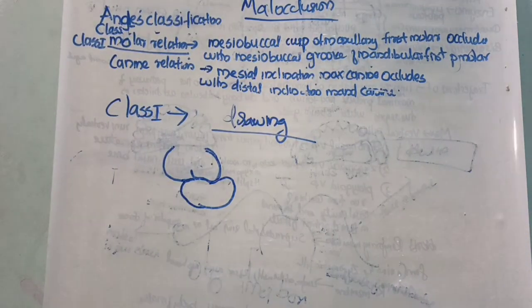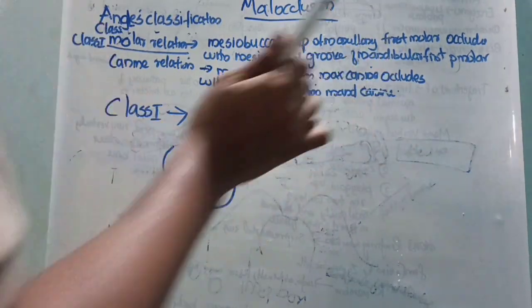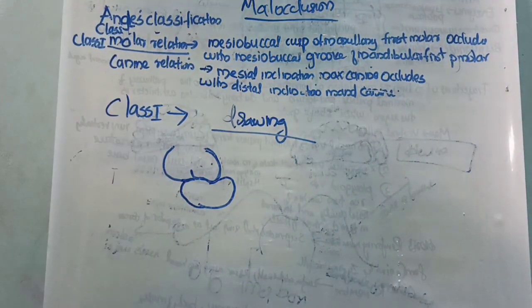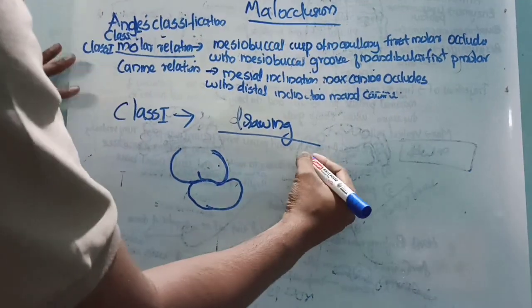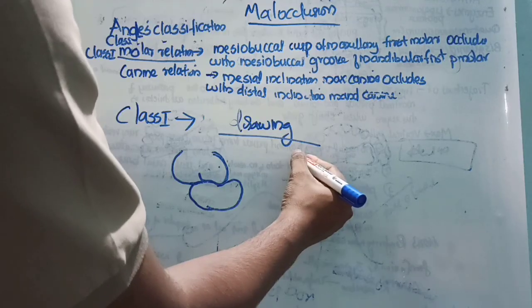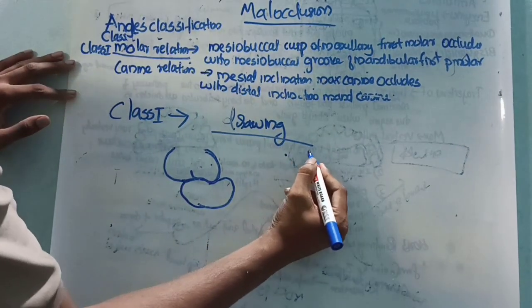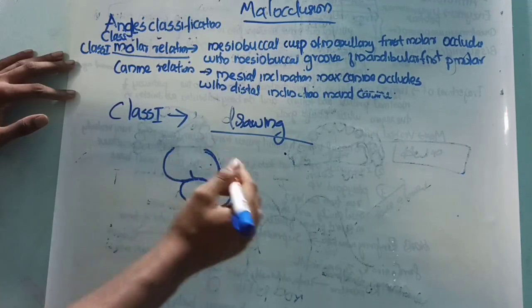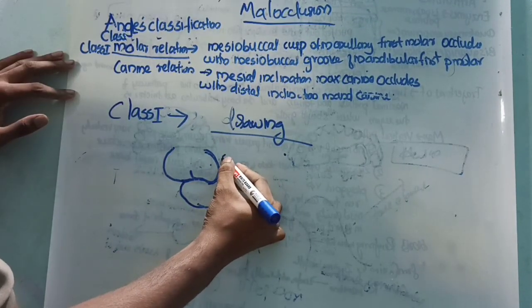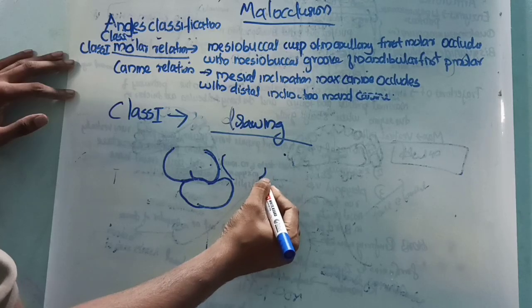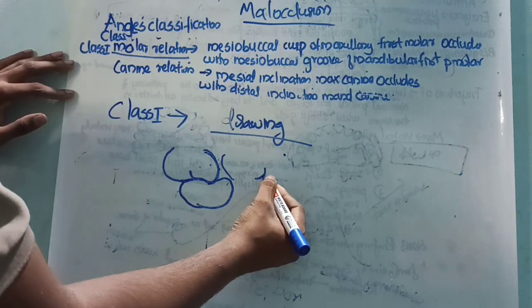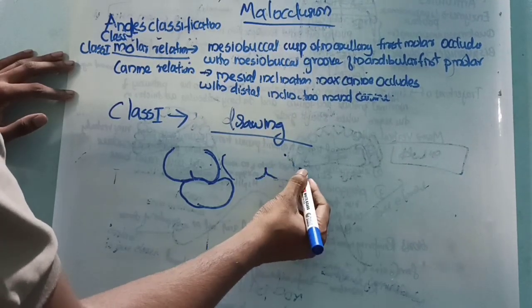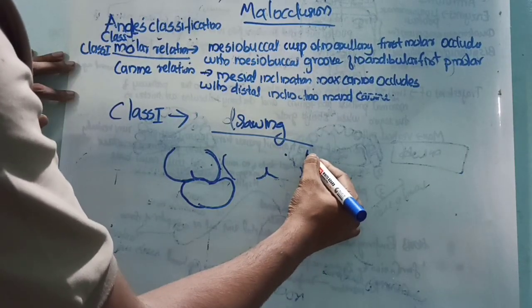Second thing is the canine relation. In canine relation, we have the mesial inclination of the maxillary canine occluded with the distal inclination of the mandibular. So first thing we have to draw is the maxillary canine. Let's draw the canine like this. We have to analyze the space for it. This is the first molar, so this space is for first premolar, second premolar, and this space is for the canine.